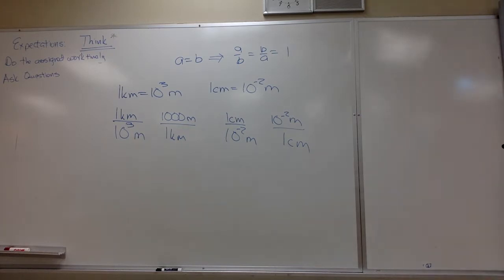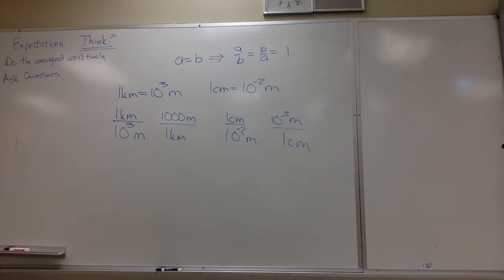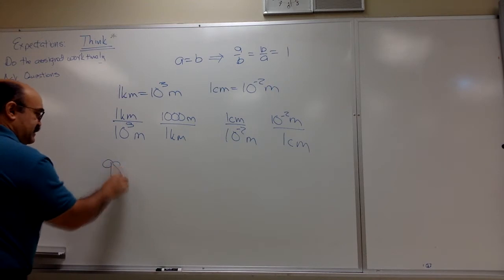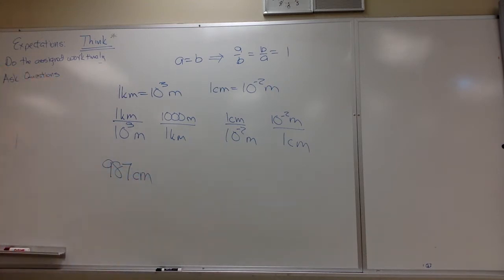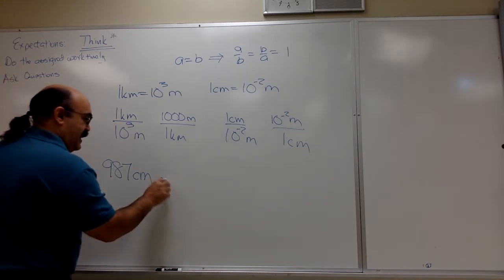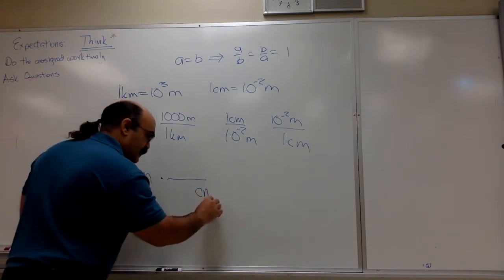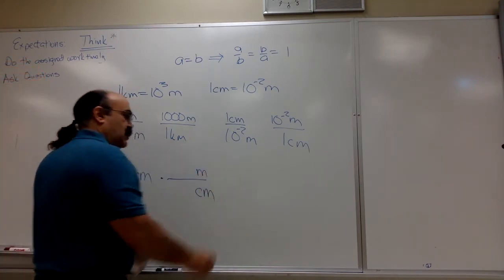Then, decide which conversion factors will give the correct unit. Well, what do I need to do to figure that out? I need to know where I start. So in C, I did this, 987 centimeters. Lost my place. Well, what do I know right away? Dimensional analysis tells me centimeters has to go in the denominator, which means meters goes in the numerator.